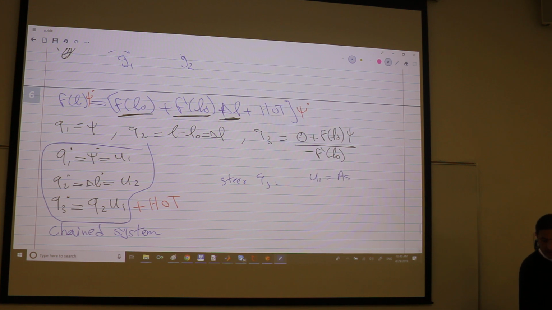u1 is a sine, right? And u2 is what? What's u2 to steer for q3? Come on, guys. What is u2?